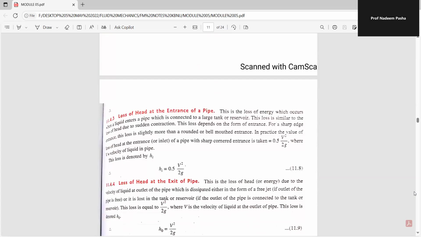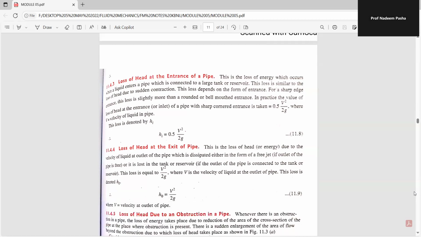Apart from these basic minor losses, that is loss of head due to sudden expansion of pipe and sudden contraction of pipe, other types of losses are there, such as loss of head at the entrance of the pipe. Hi is given by 0.5 V2 square by 2g. Even in competitive exams, it is asked. Loss of head at the exit of the pipe, Ho is equal to V2 square by 2g. If you observe carefully, both the formulas are almost the same. Loss of head at the entrance of the pipe and at the exit of the pipe; the only difference is with respect to 0.5.